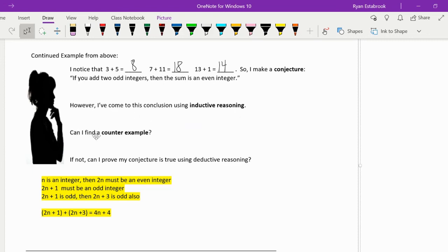So can I find a counterexample? I'm looking for a situation where I'm adding 2 odd integers and I don't get an even integer. I could try a bunch of examples. If I find even one that doesn't work, then I know my conjecture is false.